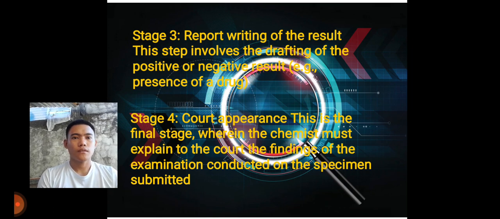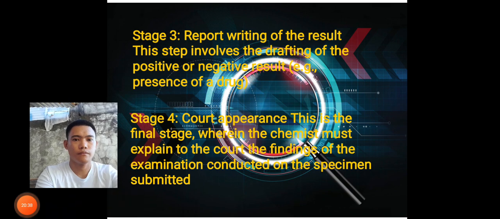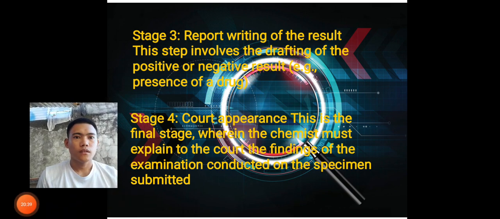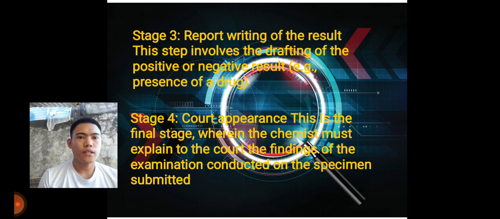Stage 3, report writing of the result. This step involves the drafting of the positive or negative result presence of a drug. Dapat may buuan kung positive ba siya sa drugs or negative ba siya.